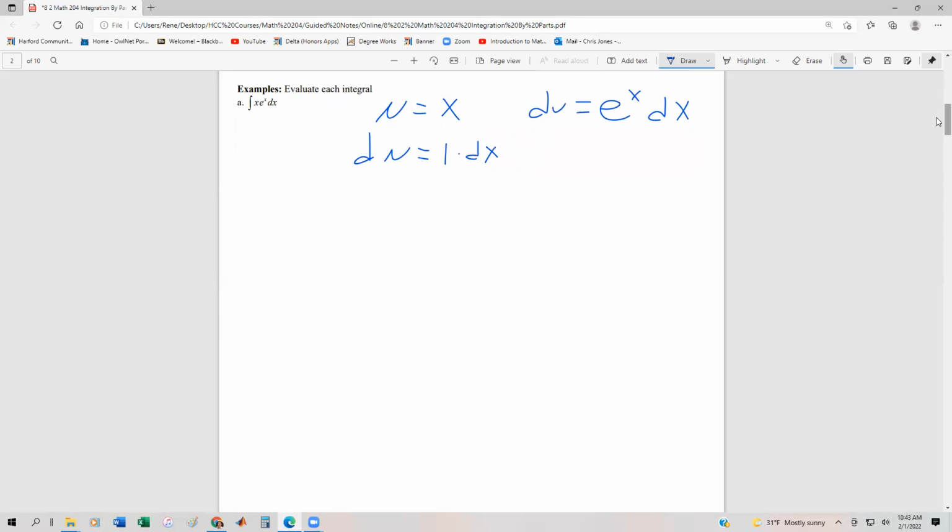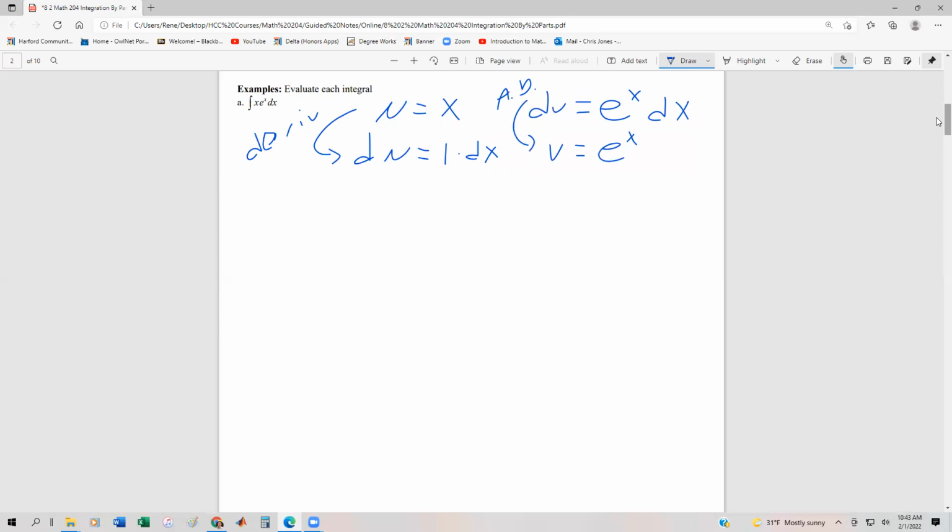We take the derivative of x, and that's going to be 1 dx. Okay, so right here, this is the derivative. This is the antiderivative, all right, to be able to get to v. And we can't mess this one up. The antiderivative of e to the x dx is e to the x.